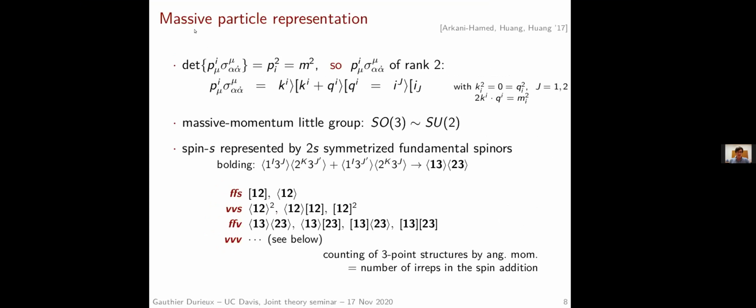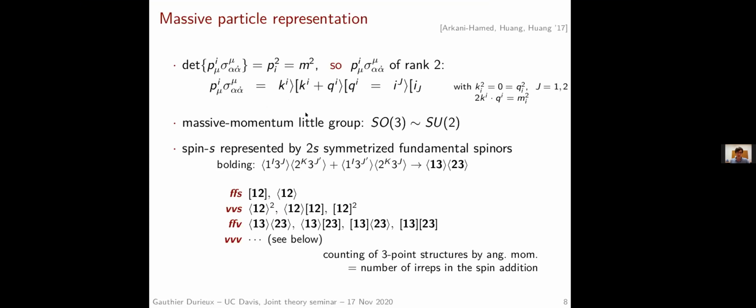Okay, so let me now go to the massive case. Again, we can look at this 2x2 matrix. Its determinant is again p squared, but now it's not vanishing. It's m squared, which means that the 2x2 matrix is of full rank, rank 2. Which means I can decompose it into 2 rank 1 matrices, which basically amounts to decomposing my massive momentum into 2 massless momenta. And I can introduce a compact notation for this sum, introducing this new index j running from 1 to 2. 1 is for k and 2 is for q.